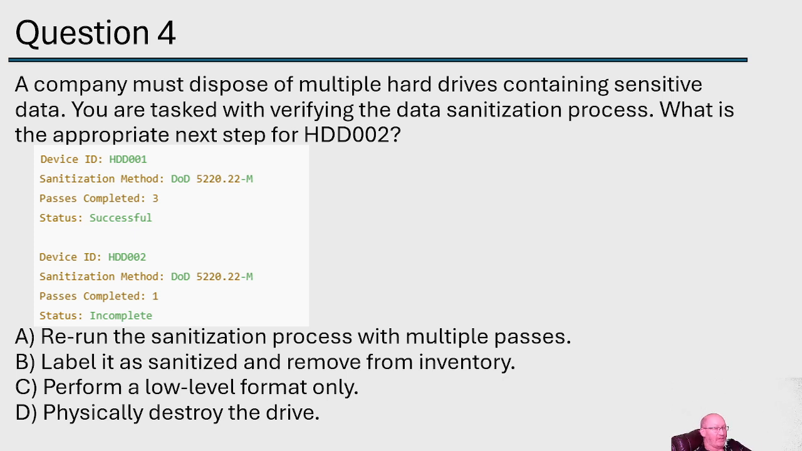We see the same process. Process 1 has been completed. Pass is completed has been 1. Status incomplete. So what do we need to do? What do we need to do on this one? Pause the video if you need more time.